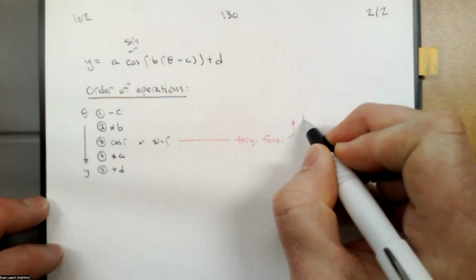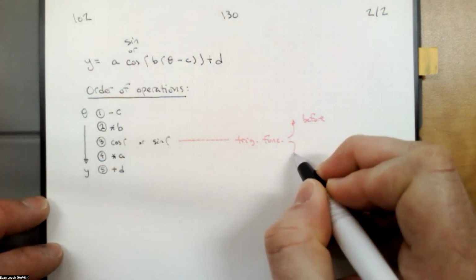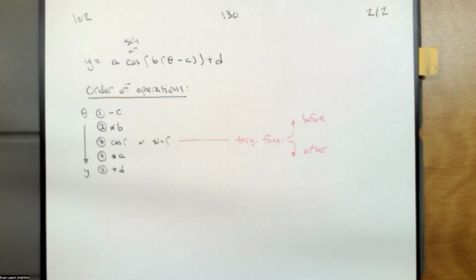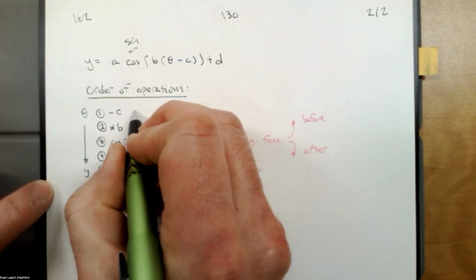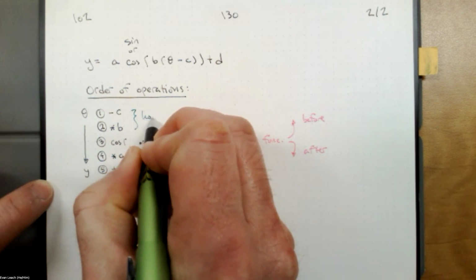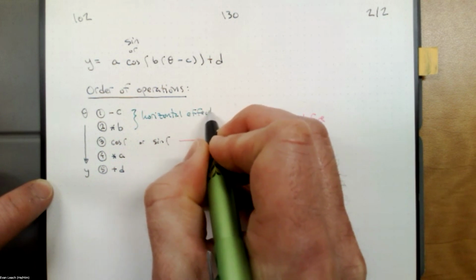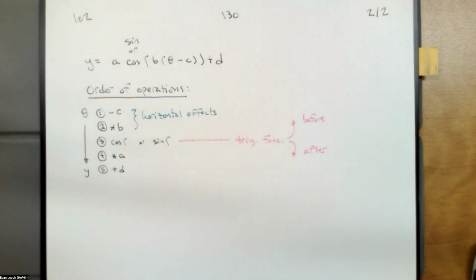And then we have before. And then we have after. When we make changes before the trig function, we end up with horizontal effects. So changes before the trig function have horizontal effects. After the trig function, we have multiplication by A and then addition with D. So after the trig function, we have vertical effects.